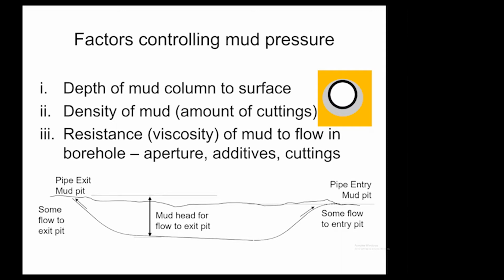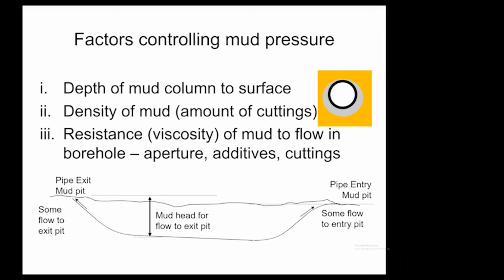There's also viscosity, and particularly the soil cuttings in the mud cause the mud to become more and more viscous as it gets dirtier and dirtier, as it gets more and more of those cuttings. And that viscosity means that as you're pumping the mud back up to the surface through the borehole, you will get additional resistance to that and higher pressures.